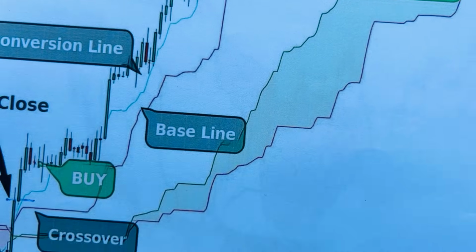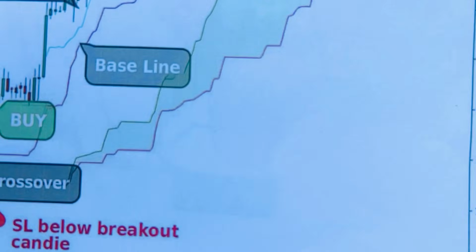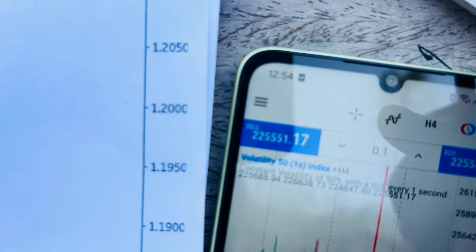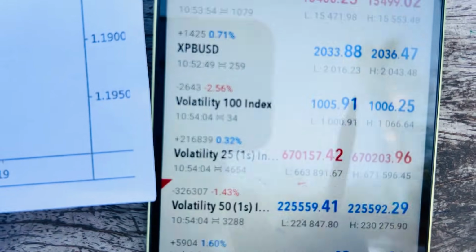But context is key. Context is key. We're looking to buy. Why are we looking to buy? We're looking to buy because we have to use a higher time frame. So we have to apply the higher time frame. In this case, we can go to the higher time frame. Now let's look for another asset. We can do 25 1s.